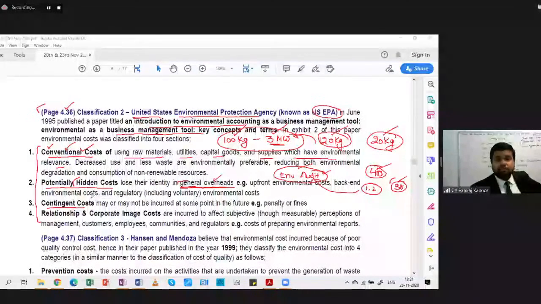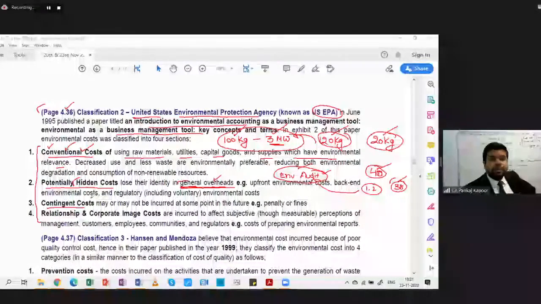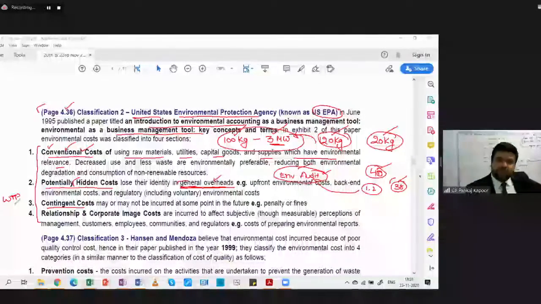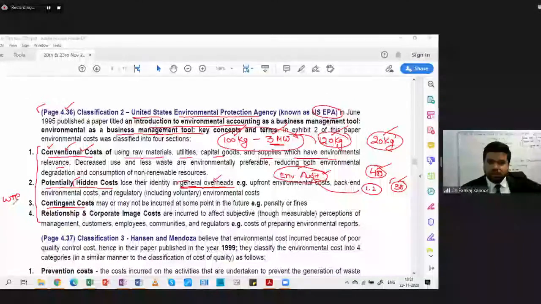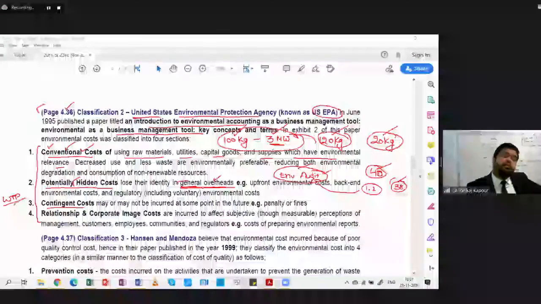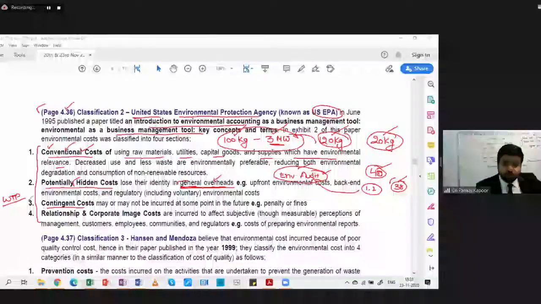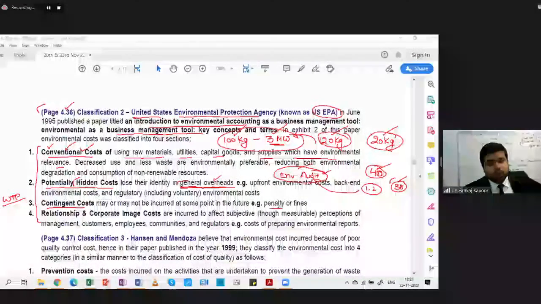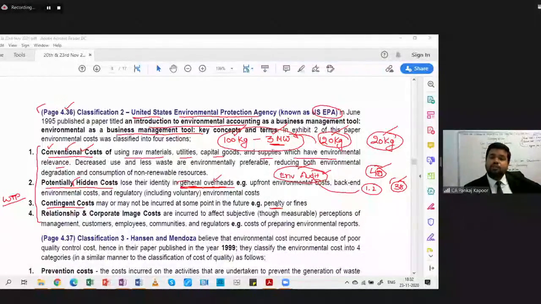We took the example in the beginning of the class. It is possible that a particular company may decide that rather than installing the water treatment plant, it will throw the water as it is with the toxic in it to some drain, or through a water pipe to some river. Obviously, if the regulator identifies that the company is doing such mischief, the regulator may impose a penalty. But there is no 100% guarantee that the regulator will find the mischief and impose the penalty. Agreed? So such a nature of environment cost is known as contingent environment cost.